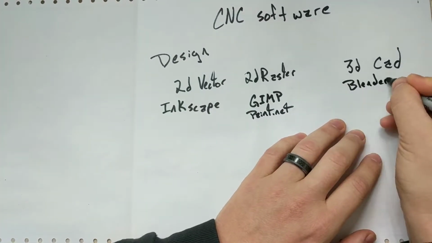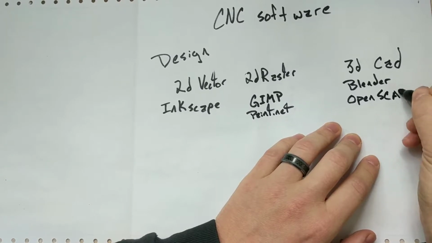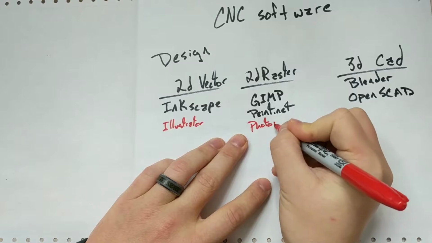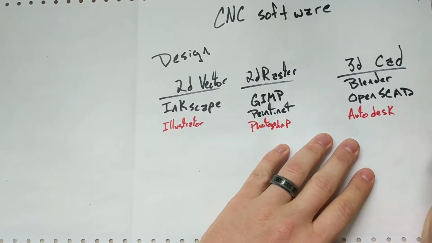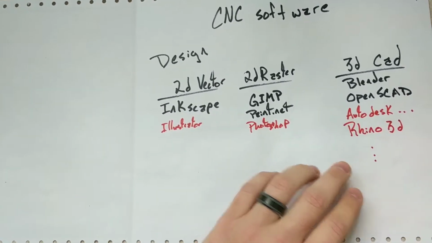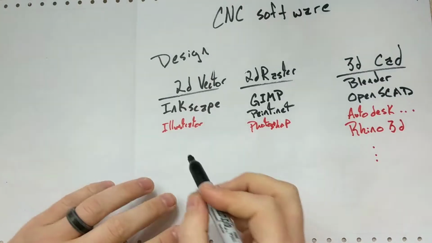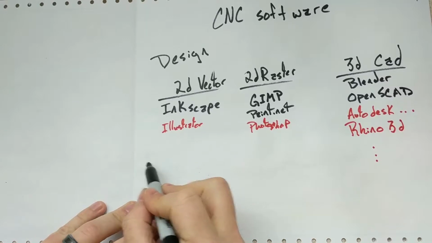The commercial proprietary closed source equivalents for 2D vector would be Adobe Illustrator, for 2D raster would be Photoshop, and for 3D CAD would be Autodesk or Rhinoceros 3D, or there's any number of commercial 3D modeling programs.